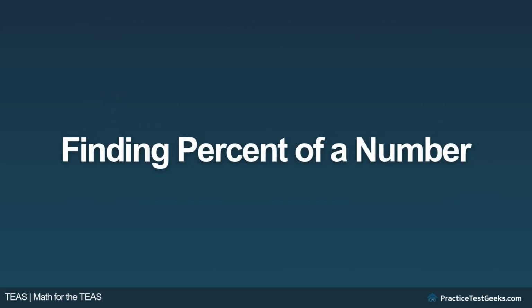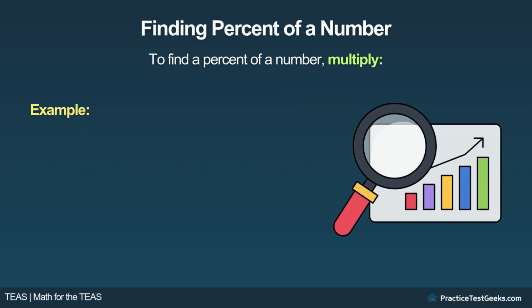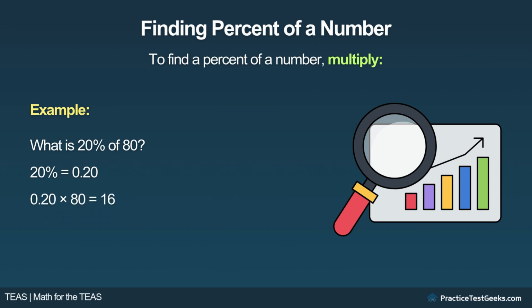Now let's talk about how to find a percentage of a number, a skill that comes up a lot on the TEAS, especially in real-life situations like discounts, dosages, and lab values. The method is simple. To find a percent of a number, just multiply. Here's an example. What is 20% of 80? First, convert the percent to a decimal. 20% becomes 0.20. Now multiply. 0.20 times 80 equals 16. So 20% of 80 is 16.